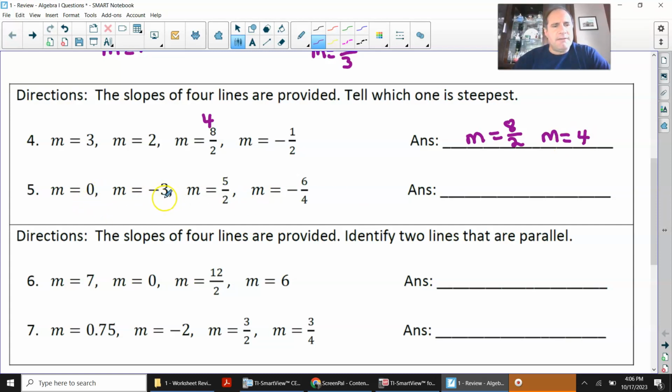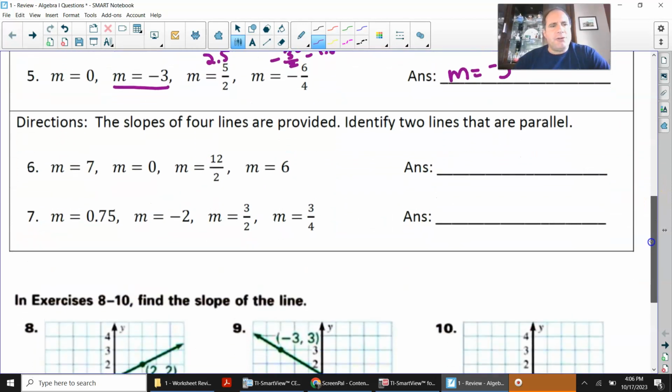0, -3. This is 2.5. And this is -3 over 2. And that's -1.5. So the steepest is -3. It is the furthest away from 0.